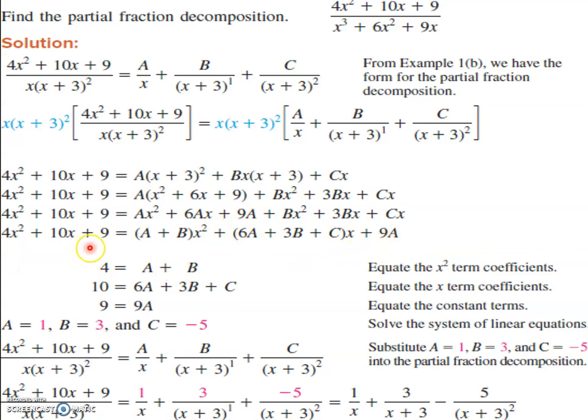Now 4x² + 10x + 9. Here 4x² compare with (a + b) x². So x² gets cancelled. What is remaining? 4 is equal to a + b. Next, 10x is equal to (6a + 3b + c) into x. So x gets cancelled, and what is remaining? 10 is equal to 6a + 3b + c. Next one, 9 is equal to 9a. Now 9 is equal to 9a, 9 ones are 9. So that's why we derive the value of a as 1.